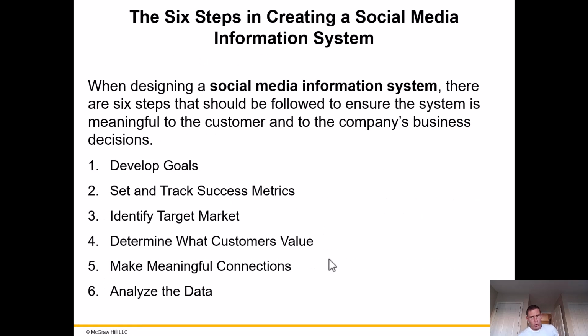Now, when designing a social media information system, there are 6 steps that should be followed to ensure the system is meaningful to the customer and also to the firm's business decisions. Step number one is, of course, develop the goals. Step number two is set and track success metrics. Step number three is identify the target market. Step number four is determine what customers value. Step number five is make meaningful connections. And then finally, step number six is analyze the data.